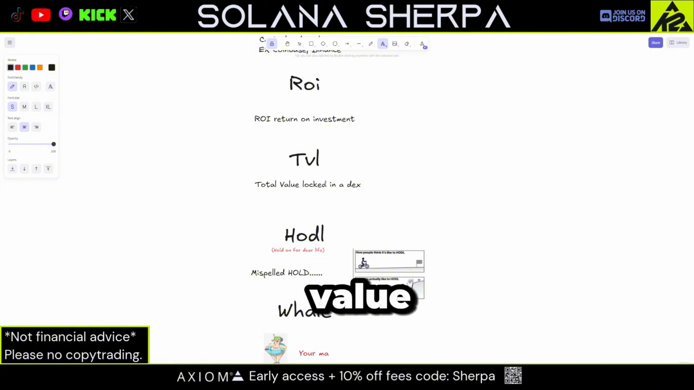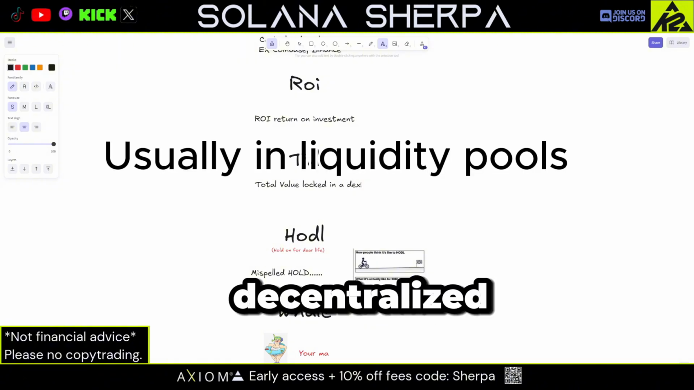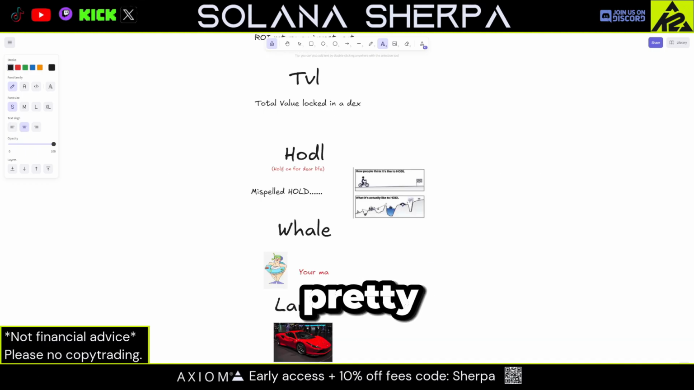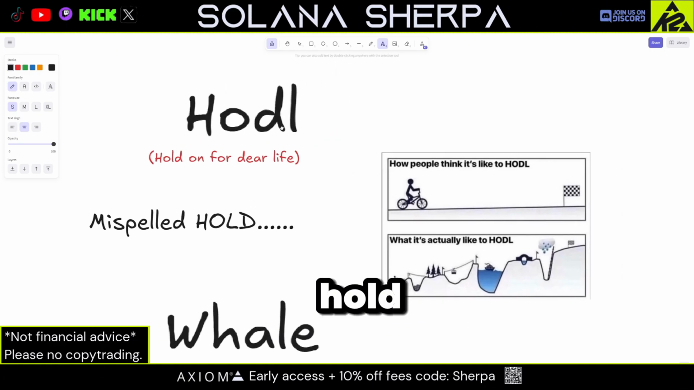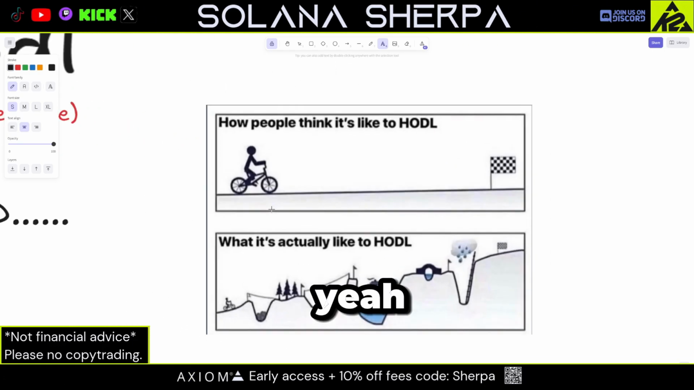TVL is just the total value locked in a DEX, so this is the total amount of currency which is locked in a decentralized exchange. HODL stands for hold on for dear life, which originated from when we first started saying to hold, but people were misspelling hold and typing HODL. So yeah, here's a little meme.